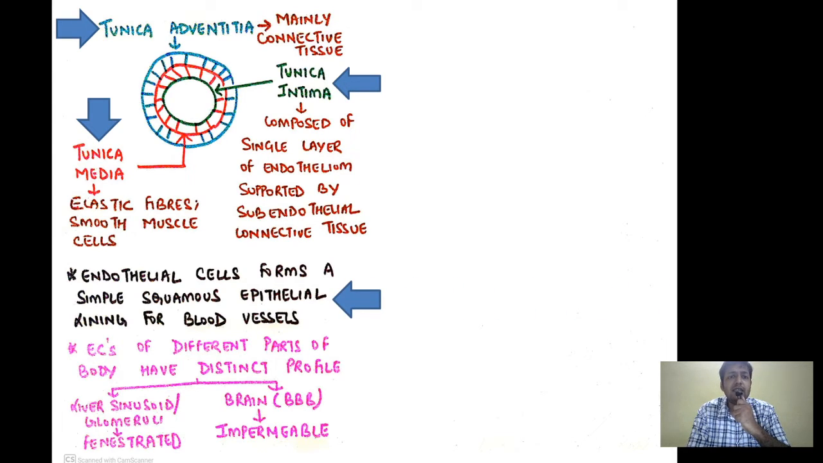Now the endothelial cells form a single simple squamous epithelial lining for the blood vessels, and endothelial cells of different parts of the body have a distinct profile. What does distinct profile mean? For example, the endothelial cells lining the liver sinusoid or the renal glomerulus are fenestrated, meaning they allow filtration of plasma, whereas the endothelial cells lining the brain, which participate in the formation of the blood-brain barrier, are completely impermeable and will not allow anything to enter. So depending on the location, the endothelial cells have a different genetic profile.